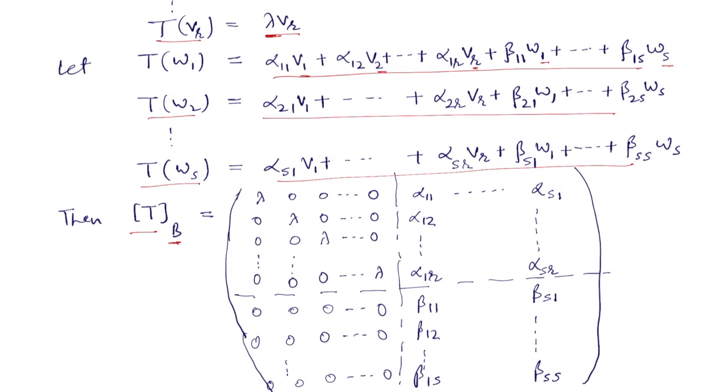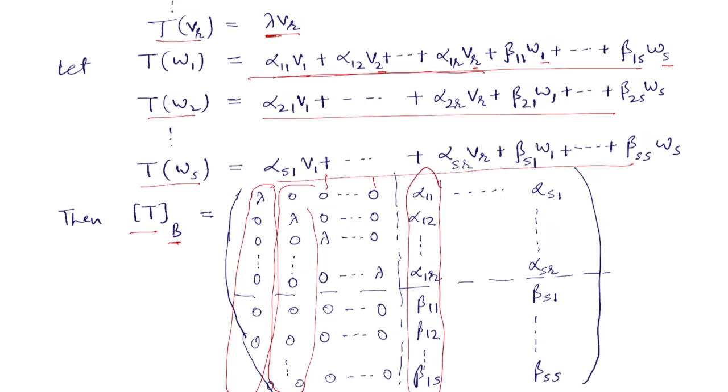Notice that T of V1 was lambda V1, all other coefficients were 0, so the first column will be like this: lambda and all others are 0. The second column is 0, lambda and then all others are 0, and similarly the third column up to this one. Then we are writing here these coefficients alpha 1 1, alpha 1 2, this one here, corresponding to T W1, and this is corresponding to T Ws. So this is the matrix of T with respect to this basis B.